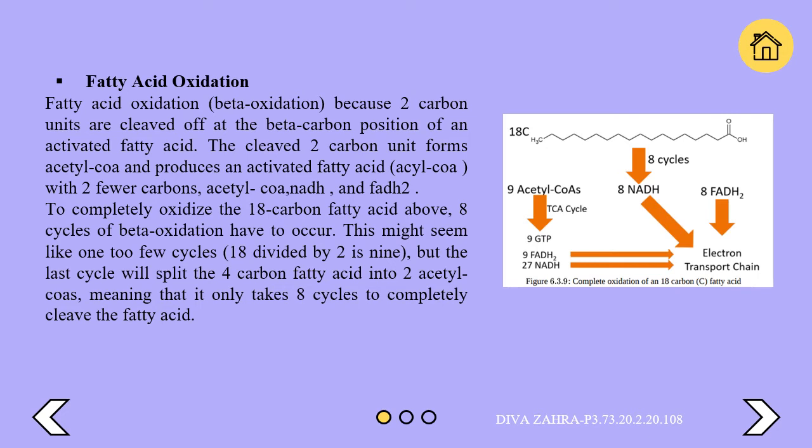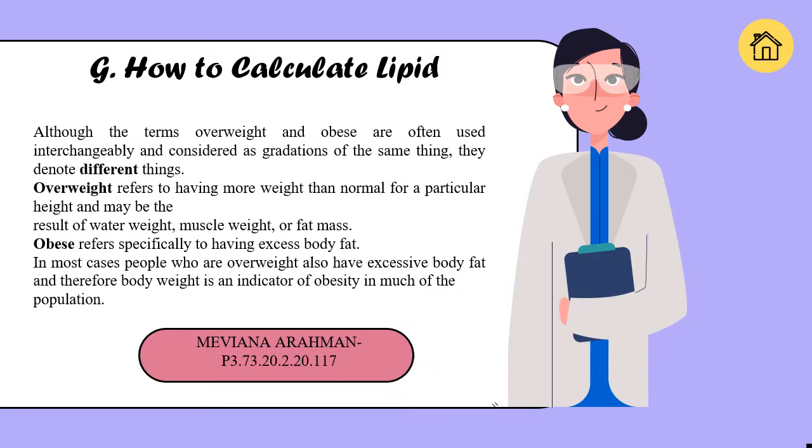To completely oxidize the 18-carbon fatty acid above, 8 cycles of beta oxidation have to occur. This might seem like 9 cycles, since 18 divided by 2 is 9, but the last cycle will split the 4-carbon fatty acid into 2 acetyl-CoAs, meaning that it only takes 8 cycles to completely cleave the fatty acid.